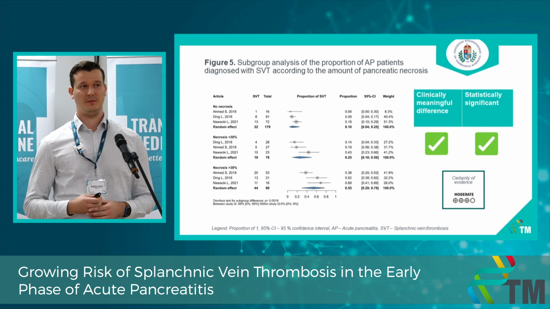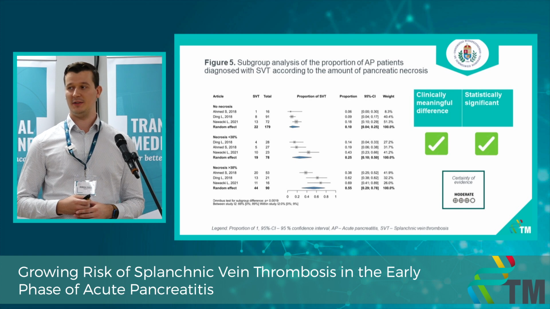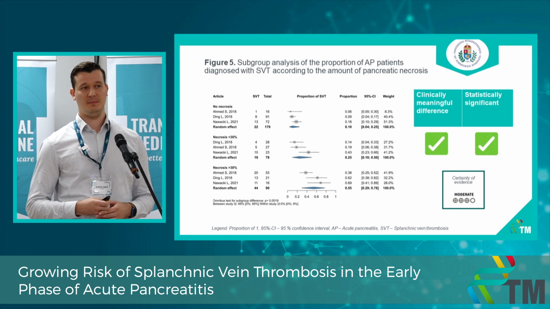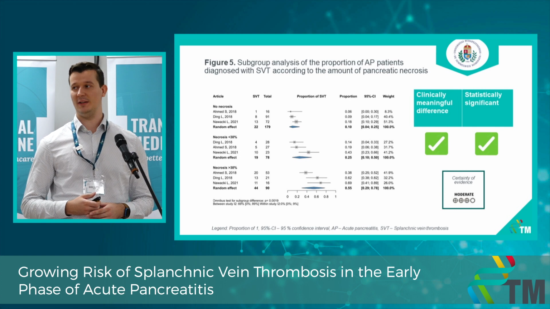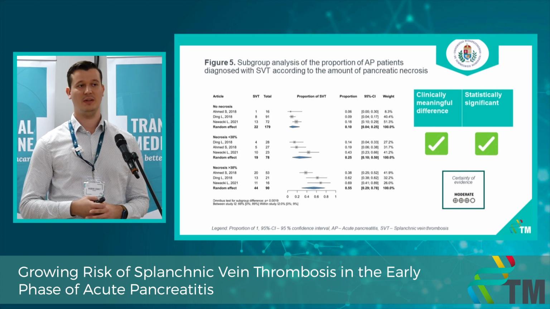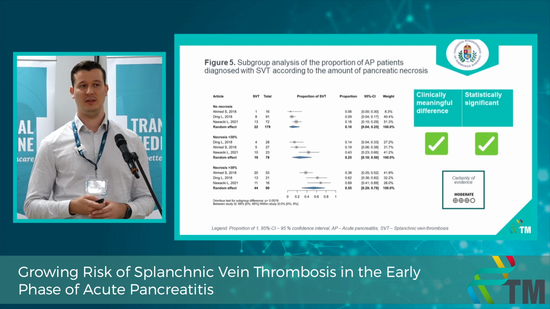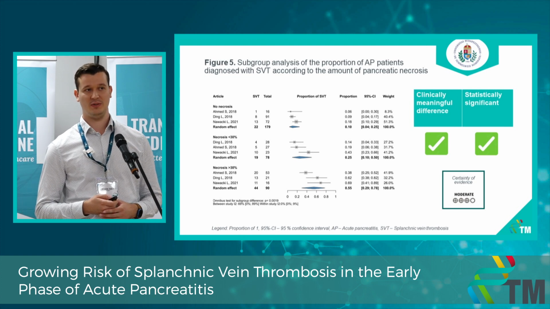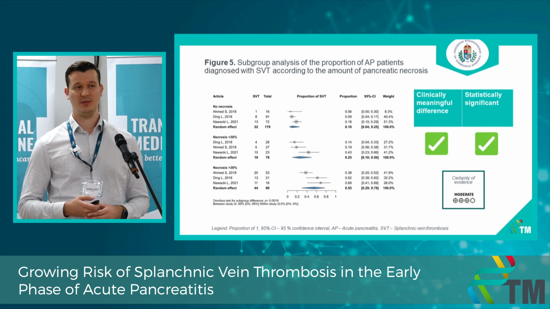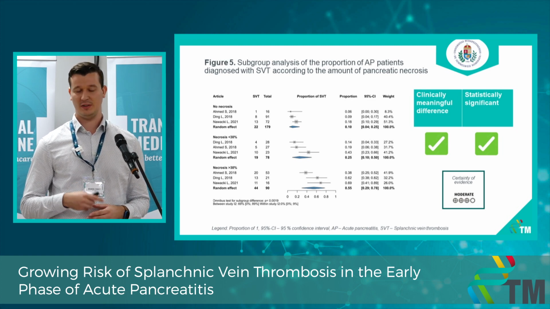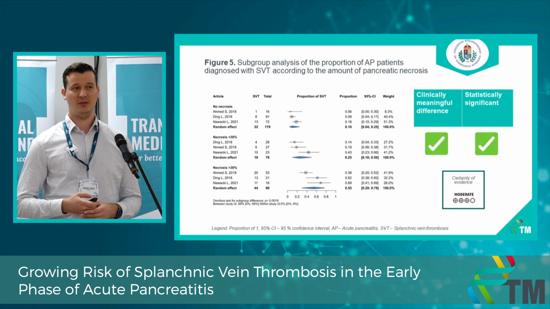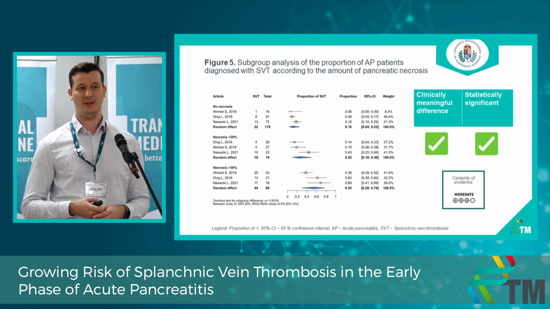On the fifth forest plot, you see a subgroup analysis by pancreatic necrosis extent. And we have found that increasing necrosis is correlated with increasing SVT prevalence. You can see that patients who have no necrosis have 10% prevalence of SVT, and among those who have more than 30% necrosis, more than half are affected.